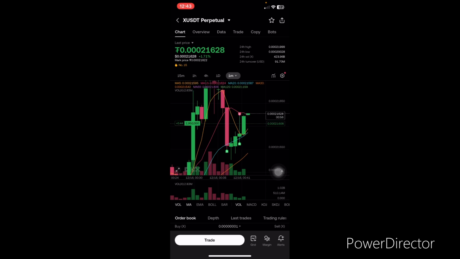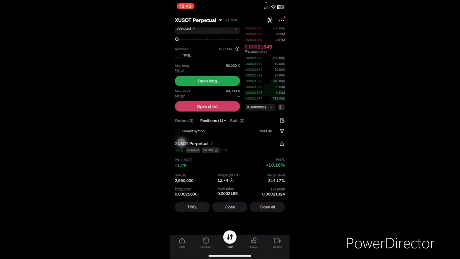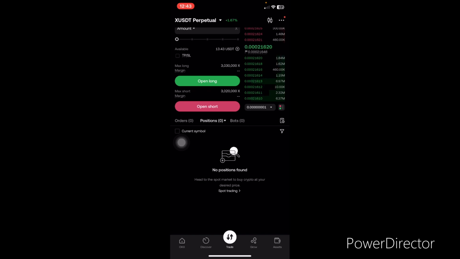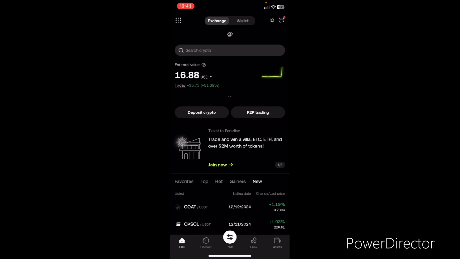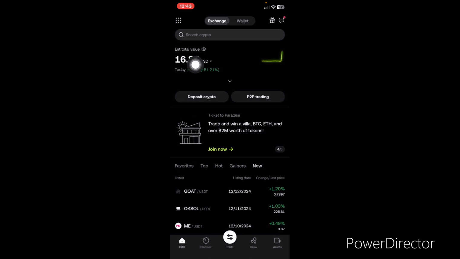Okay, so it's moving. As you can see, we are having $0.47 over here, 0.5. Okay, $1. Let's close the trade. The trade is closed. As you can see, the amount has increased again.